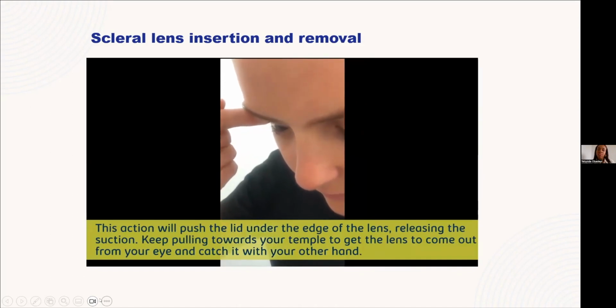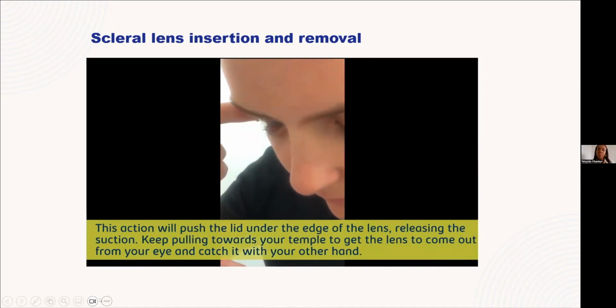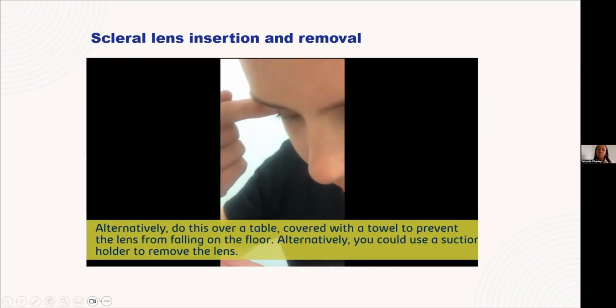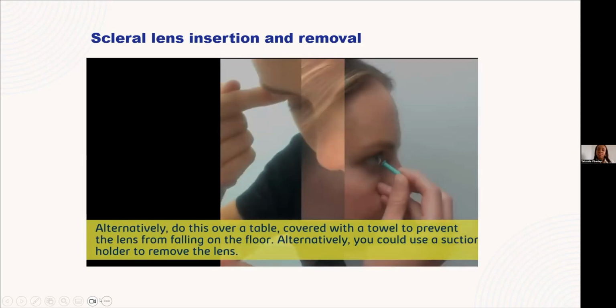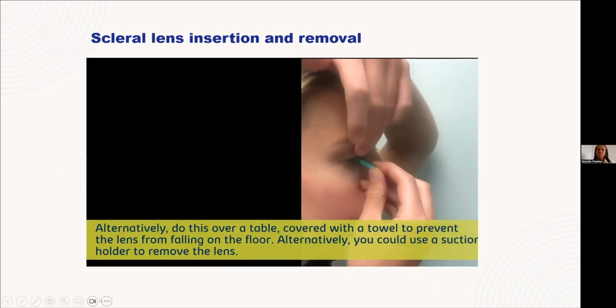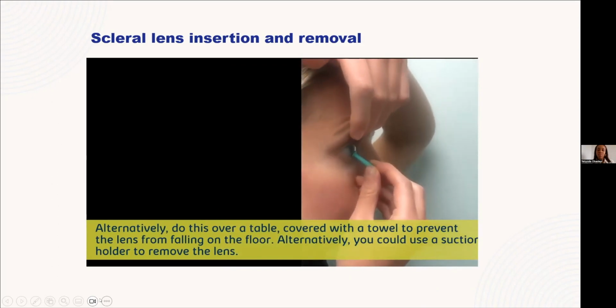Keep pulling towards your temple to get the lens to come out from your eye and catch it with your other hand. Alternatively, do this over a table covered with a towel to prevent the lens falling on the floor. Alternatively, you can use a suction holder to remove your contact lens.